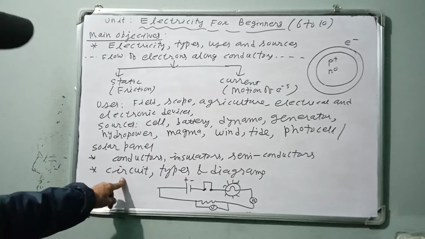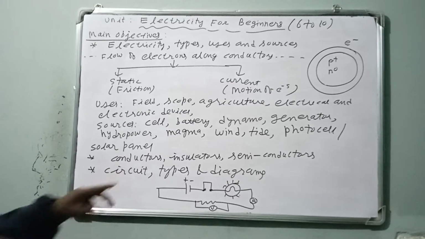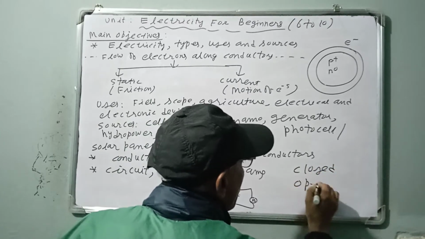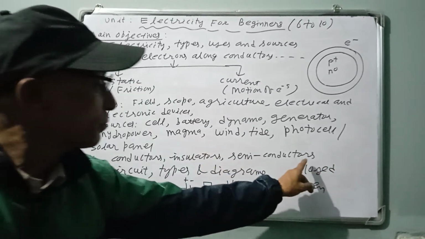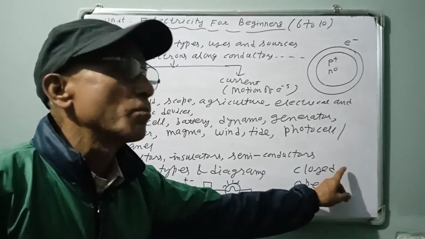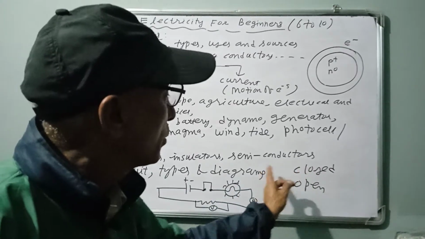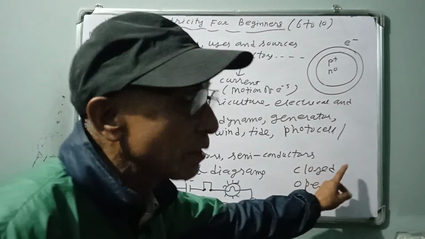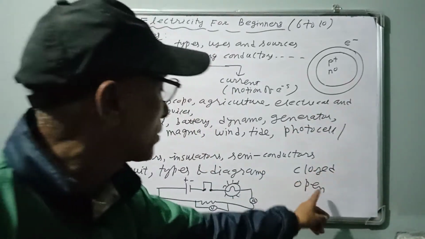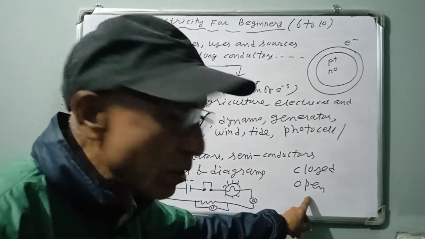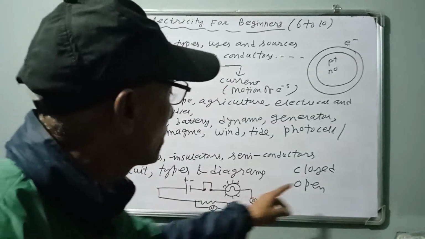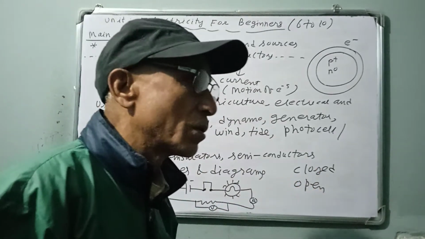There are two types of circuit: closed circuit and open circuit. In a closed circuit, the switch is on, electricity flows and the bulb glows. Closed means the switch is on, electricity flows, the bulb glows, and electric gadgets work on it. In an open circuit, the switch is off. Electricity does not flow and the bulb does not glow.